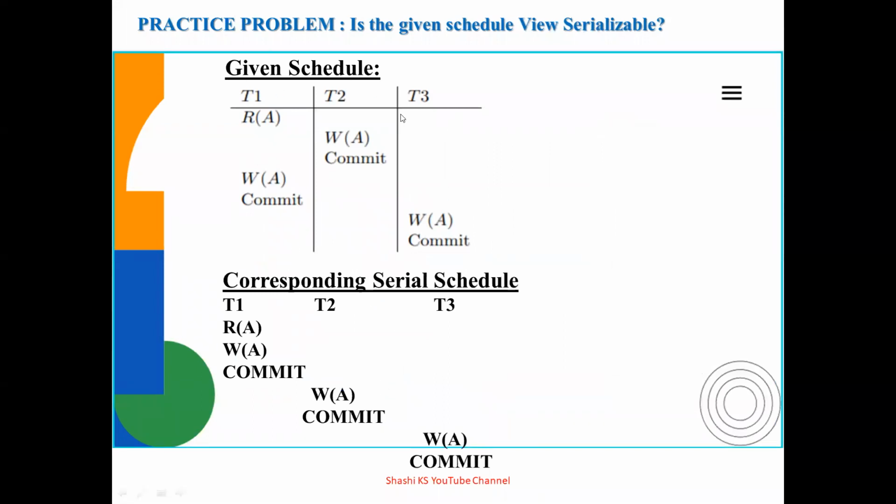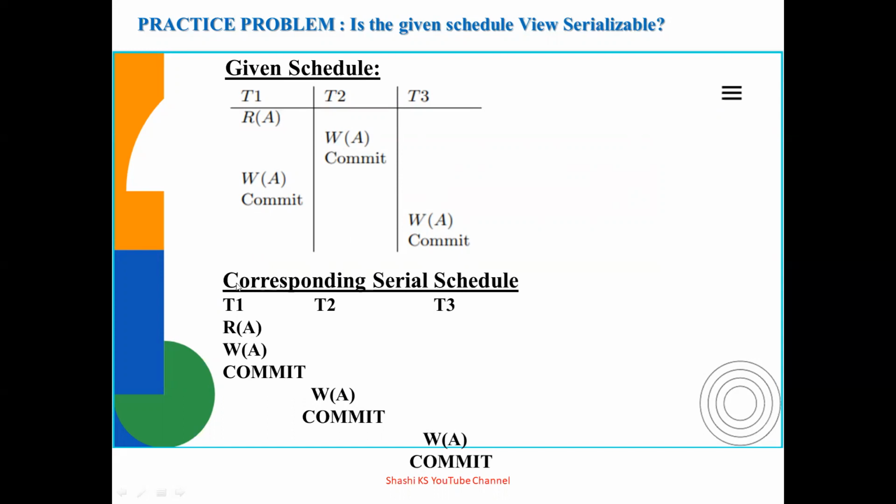One schedule has been given to you, and the question is whether the given schedule is view serializable or not. So for the given schedule, just try to write its corresponding serial schedules. There are 3 transactions here, right? So in these 3 transactions, what is one way in which they can serially execute? This is a concurrent, non-serial schedule. So what is one corresponding serial schedule for this? I can complete T1 first, then start T2, and then complete T3.